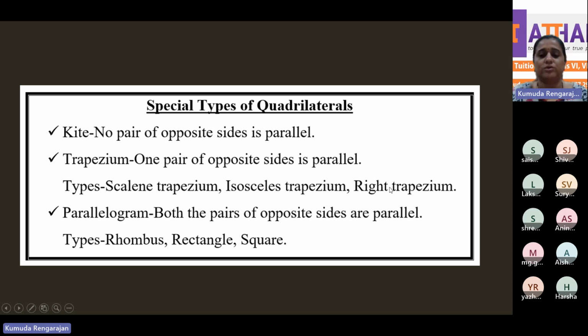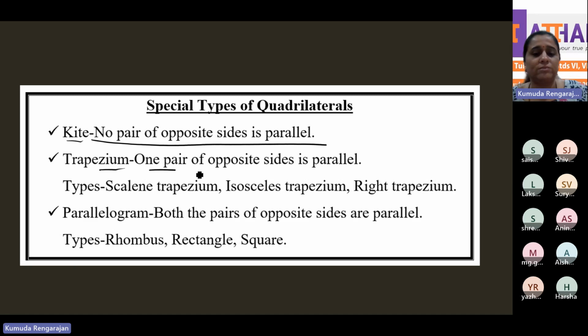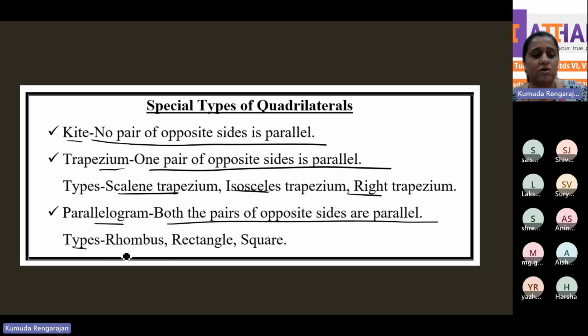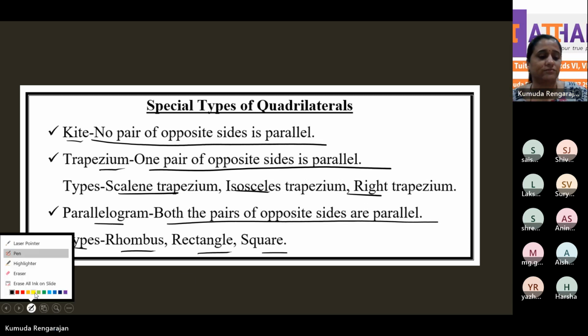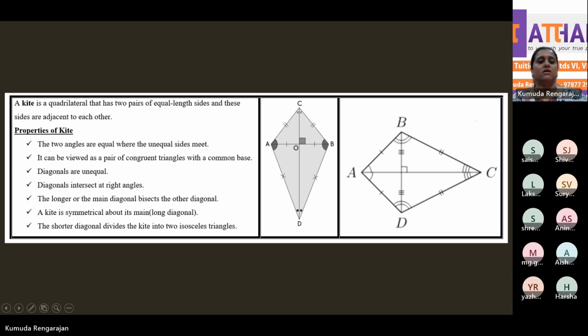All right, children. So what we just understood is what you see in this presentation. Kite, no pair of opposite sides parallel. Trapezium, one pair, and types of trapezium: scalene, isosceles, right. Parallelogram, both pairs of opposite sides parallel. Types: rhombus, rectangle, square. Now we'll see the details of a kite, that is, the properties of a kite.